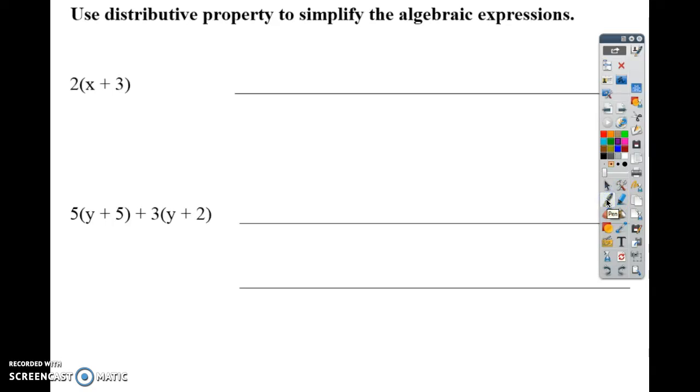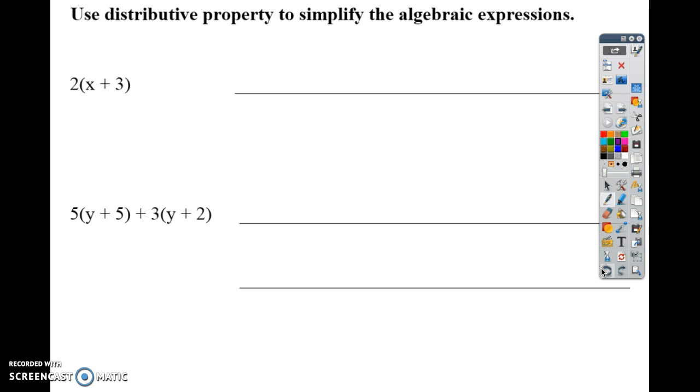Okay, so the difference between this and what we were doing is that the other one had an equal sign, and this one does not have an equal sign. These are called expressions. So all we have to do is simplify. There's 2 steps to simplify. You distribute if you can, and then you combine like terms.